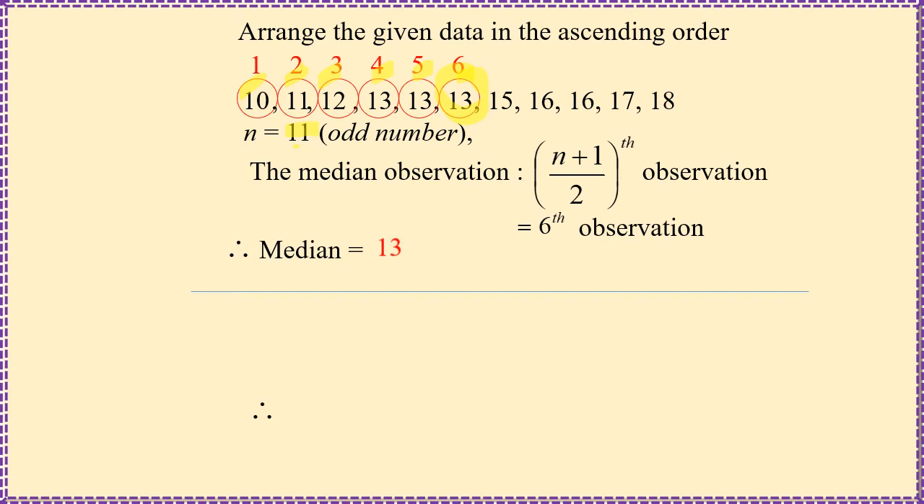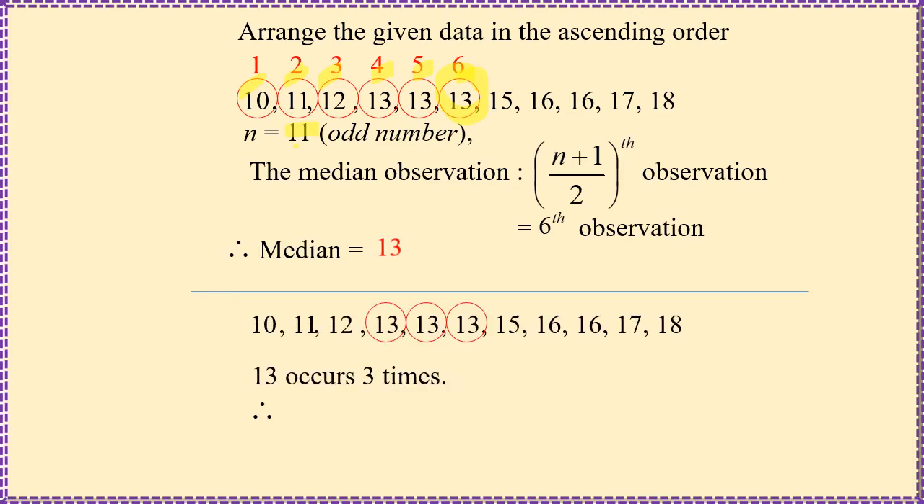Okay, lastly for the mode. We need to look at the data that has the most frequent. We can see that 13 is repeated 3 times. Other than that, we don't have any repetition. So 13 occurs 3 times, so the mode is equal to 13. Okay, so that's for the first example.